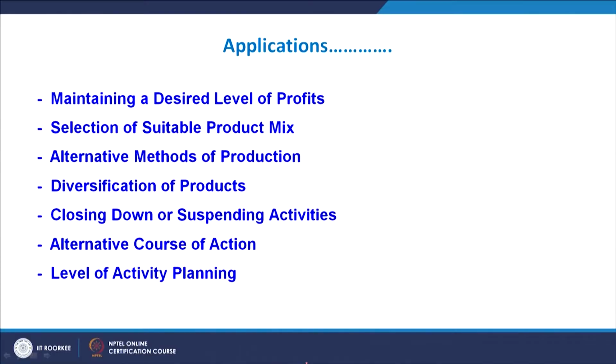Fixation of the selling price, make or buy decision, key or limiting factor, effect of change in the selling price, and some other decision areas like maintaining a desired level of profit, selection of suitable product mix, alternative methods of production, diversification of the products, closing down or suspending activities, alternative course of action, and level of activity planning. So, these are some of the other areas where marginal costing can be used as a technique in management decision making. Now I will discuss these points in a summarized manner one by one.